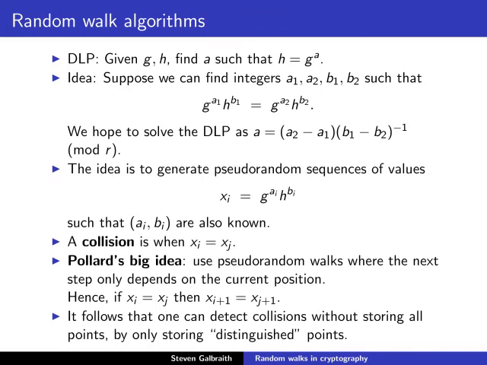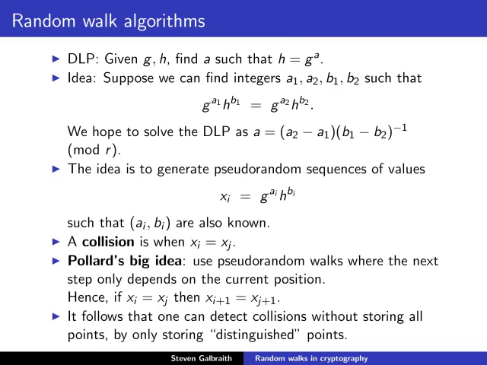Okay, so what's the idea of random walk algorithms? The first idea is, if you can find G^A1 times H^B1 equals G^A2 times H^B2, an equality like that, then you can rearrange and solve the discrete log problem. So you want to generate pseudo-random sequences, G to some power, H to some power, and what you want is a collision. A collision is two terms of the same sequence or two different sequences that are equal, because that's what you're looking for.